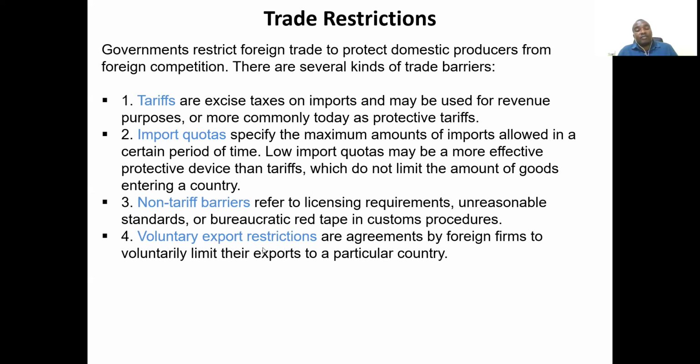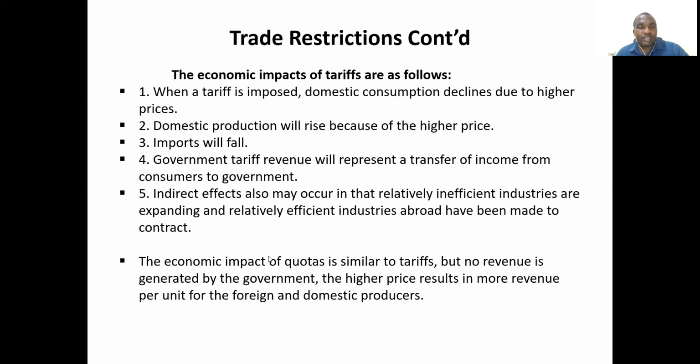And then we've got non-tariff barriers like licensing requirements, bureaucratic red tape, and so on. And then we've got voluntary export restraints, which are agreements by foreign firms to voluntarily limit their exports to another country to avoid destroying the industries of that country. So the economic impacts of tariffs are as follows. Number one, when a tariff is imposed, domestic consumption declines due to higher prices because it limits foreigners from injecting commodities into the domestic economy.